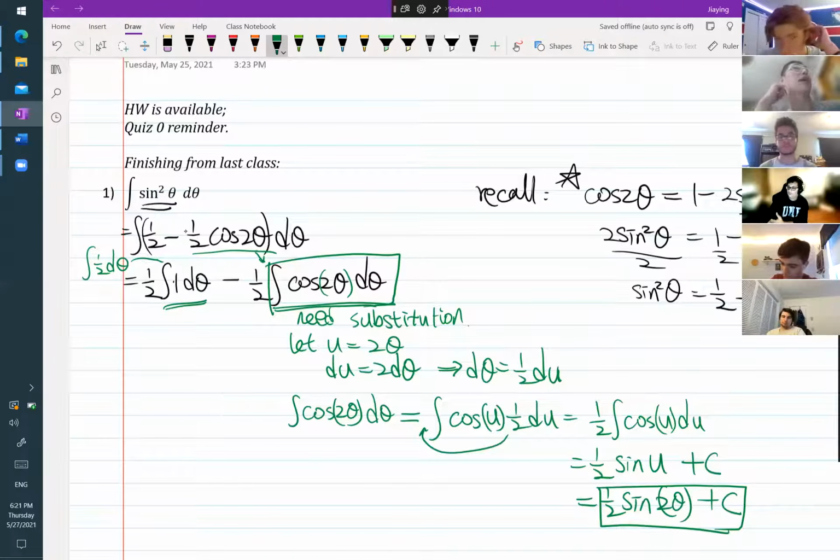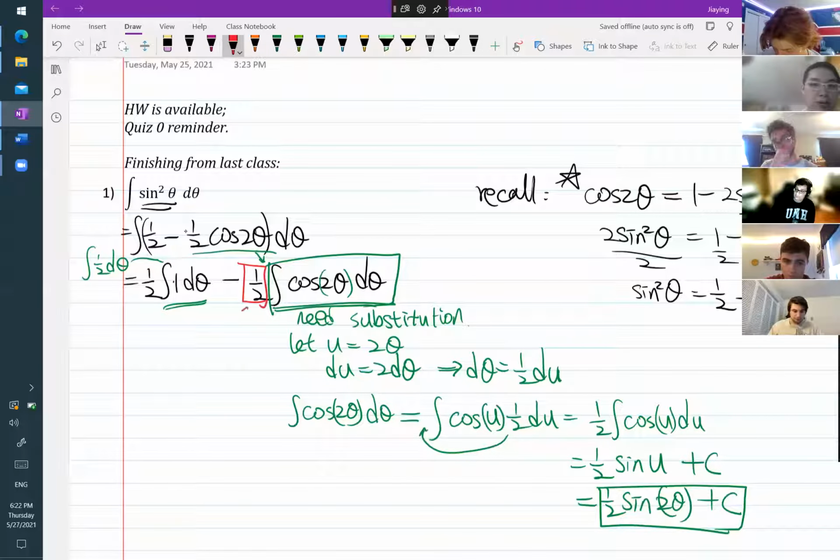Okay, here's a question. What happened to the other half? I did not touch that yet. That's a good question. So the half in front of it, I'm just going to leave it there for now, and then I'm going to use it in the next step. So this half, I did not use it at all, so it's still here. And we're just going to multiply it with whatever we got later.